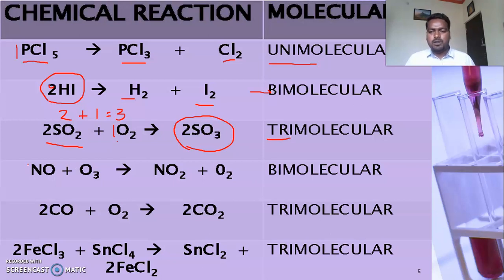And in this reaction, one nitrogen monoxide and one ozone, so totally 1 plus 1 is 2, a bimolecular reaction. 2 carbon monoxide and 1 oxygen, totally 3, a trimolecular reaction. And 2 ferric chloride and 1 molecule of stannic chloride, 2 plus 1 is 3, a trimolecular reaction. So this is called molecularity. I think you understood molecularity.